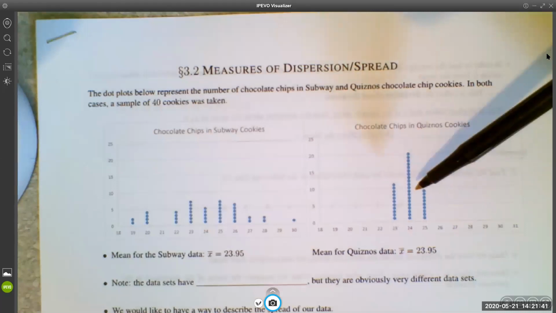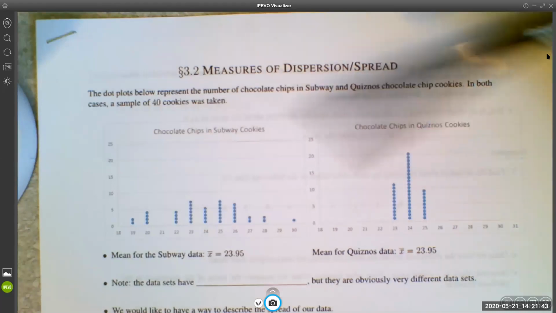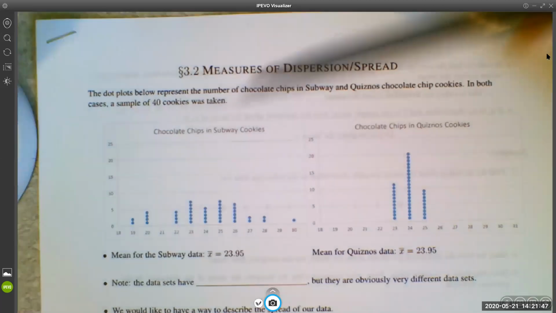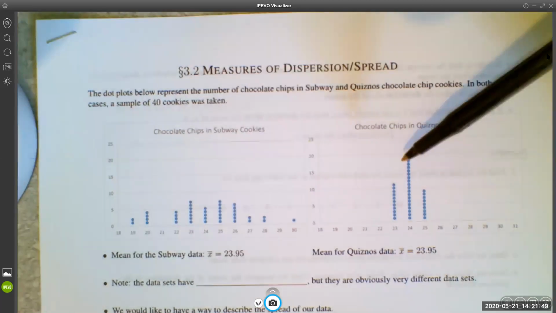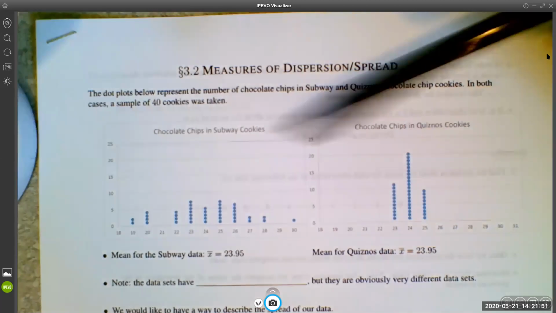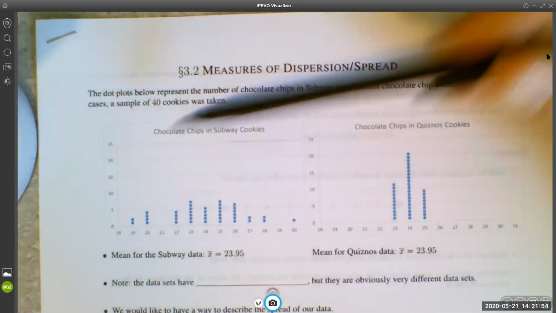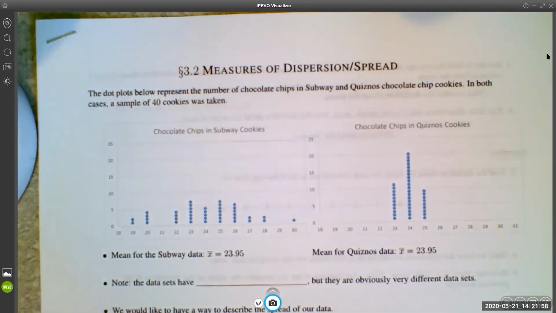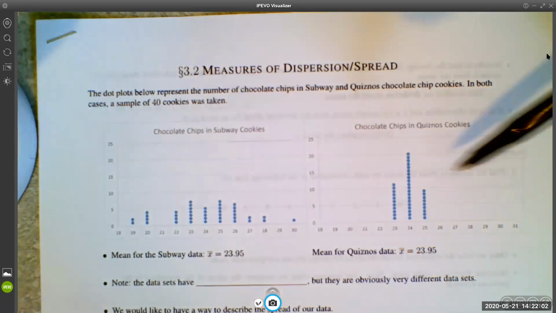So to get us thinking about this, what I have here are some dot plots. Dot plots are kind of like bar charts, only instead of drawing bars, we draw a dot for each observation. These dot plots represent the number of chocolate chips in chocolate chip cookies for some Subway cookies and for some Quiznos cookies. I don't even know if Quiznos sells chocolate chip cookies, but we're just going to pretend, okay?